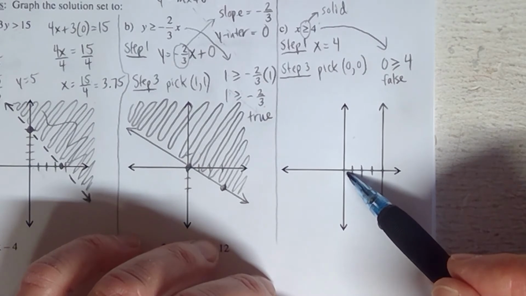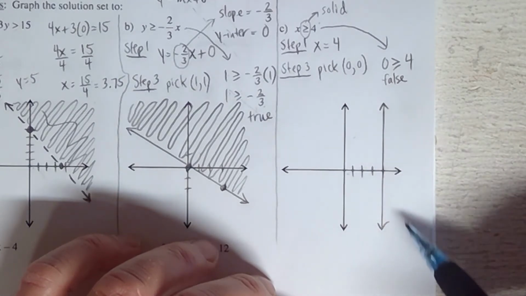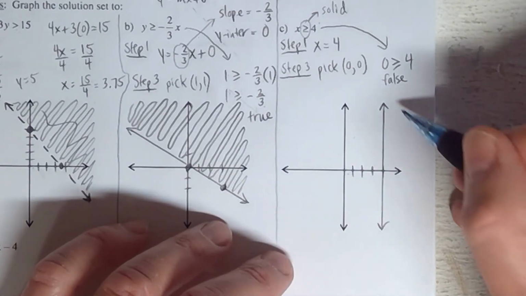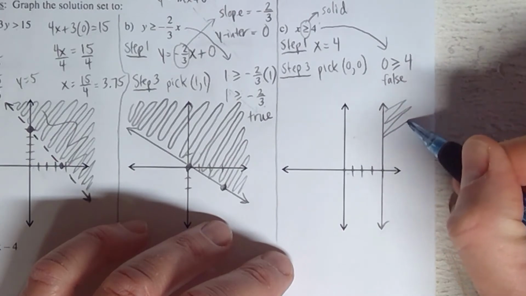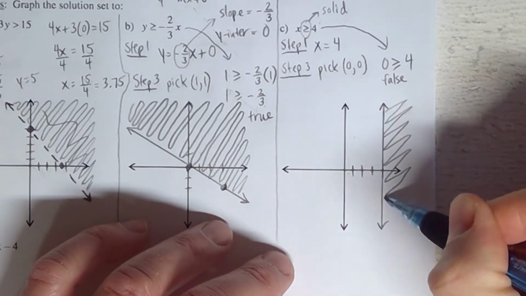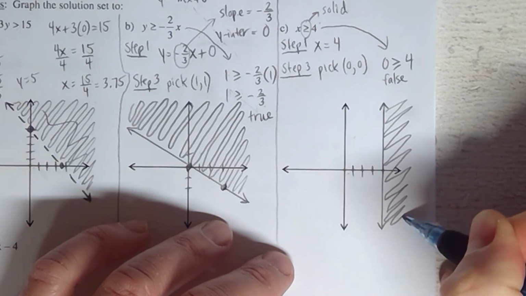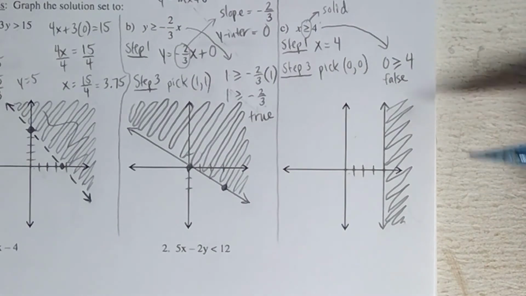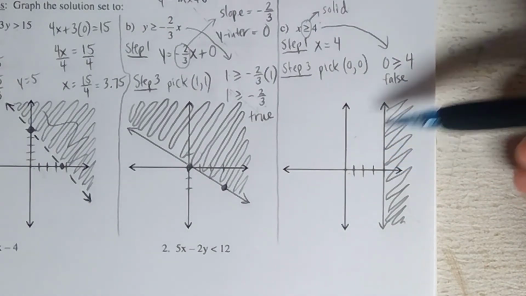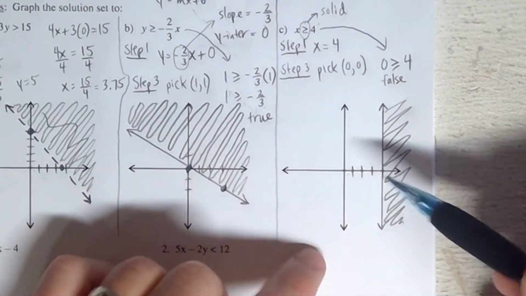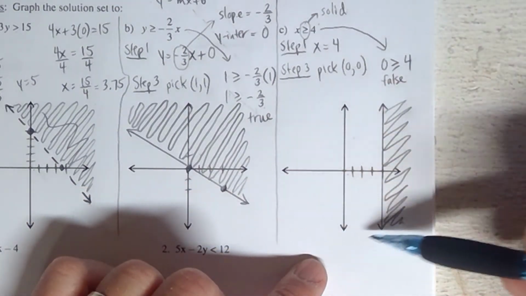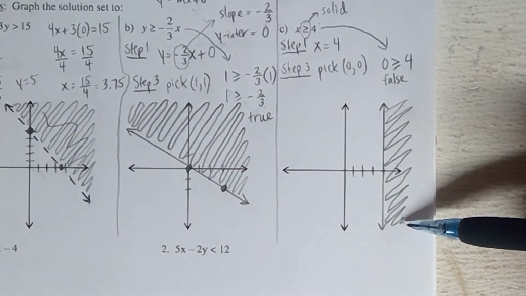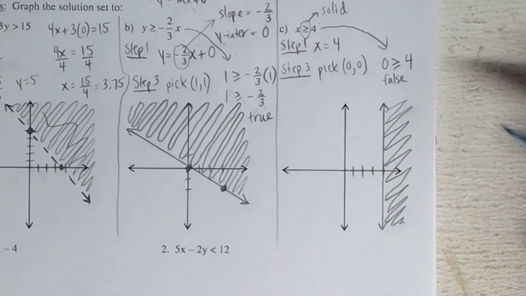It was false. What does that mean? Well, it means that we always shade the other side if it's false. So since that point that I tested was on the left, I am going to shade on the right side. Like that. Every single point on the other side is true because the point that I tested was false. Whenever you have a false point, the side that point is on, all those points are going to be false. But then the other side, all those points are true, and that's why you put the shading there.